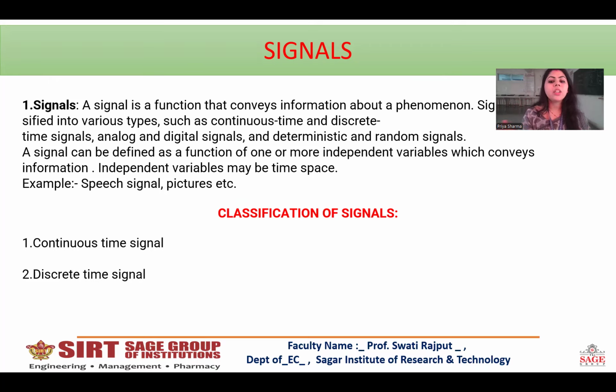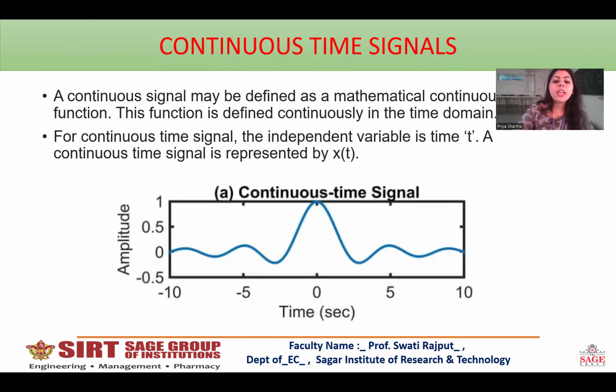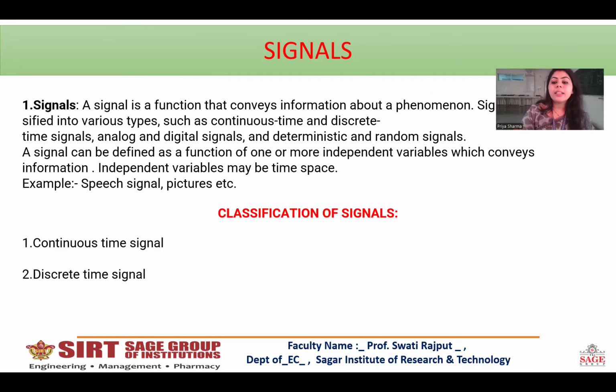types such as continuous time, discrete time, analog, digital, deterministic, and random signals. These are of many types. A signal can be defined as a function of one or more independent variables which conveys information. Okay, so we will study the classification of signals.